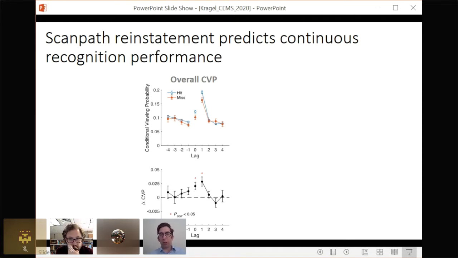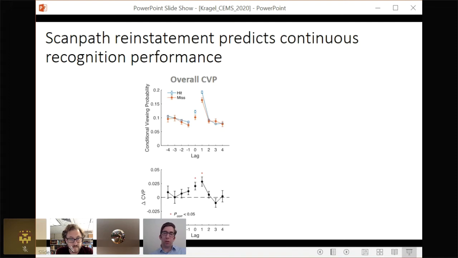And so, interestingly, there does look to be a lot of scanpath reinstatement, so there are a lot of these +1 transitions where you make the same sequences of eye movements at recognition as you do during initial encoding, and more so when you correctly recognize the scene as opposed to when you don't recognize it. And it also looks like there's an increase for lag 0, so if you repeatedly look at portions of the scene that you've seen before, that's an indicator that you're probably going to get that recognition decision right.